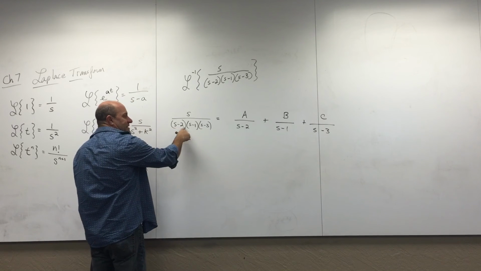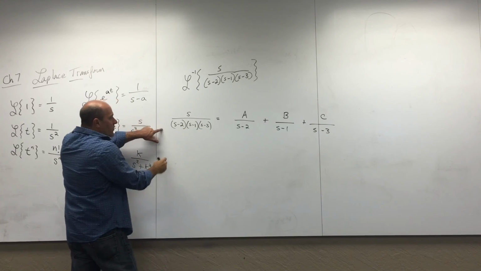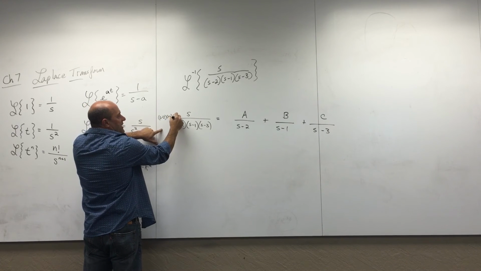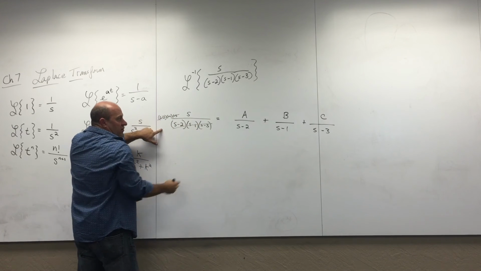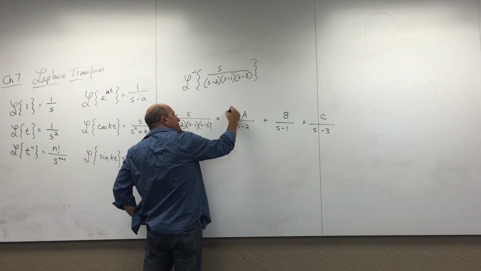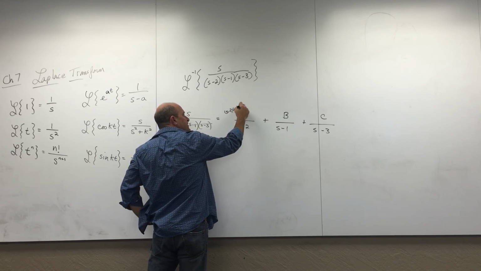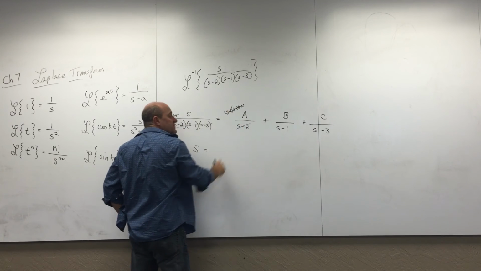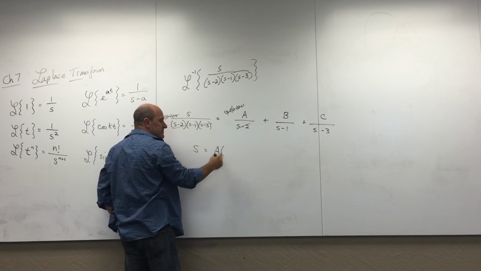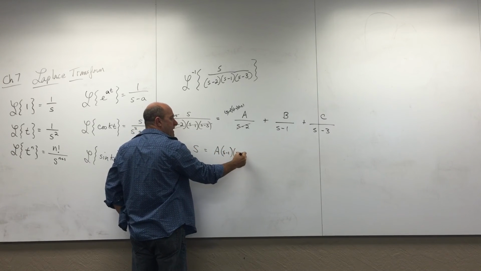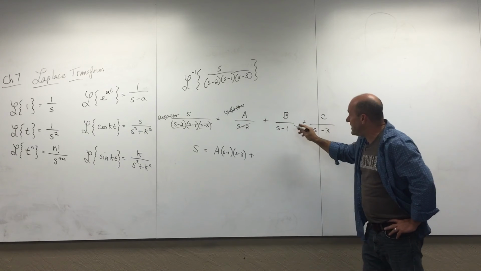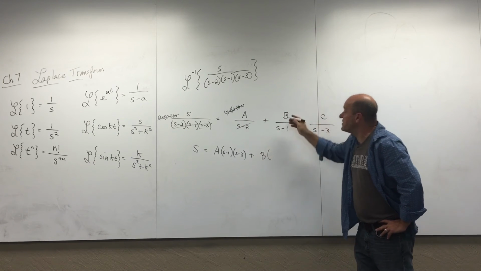Then you multiply by this common denominator: s minus 2, s minus 1, s minus 3. You cancel it right here, and it's all gone, and you're left with s. Over here, you're multiplying by (s minus 2)(s minus 1)(s minus 3). The s minus 2 cancels, and it leaves you with A times the other two. Are you guys following me? Over here, same thing. I'm going to be left with B times the other two.